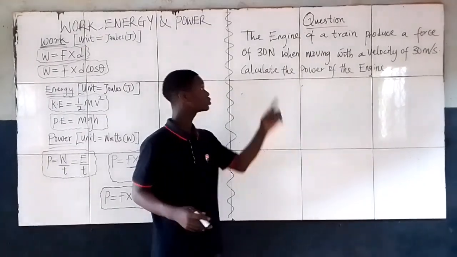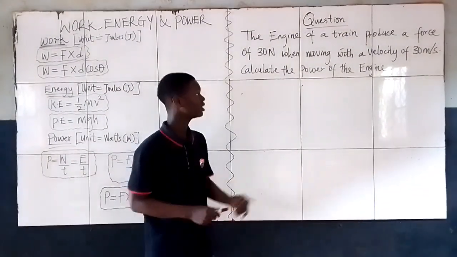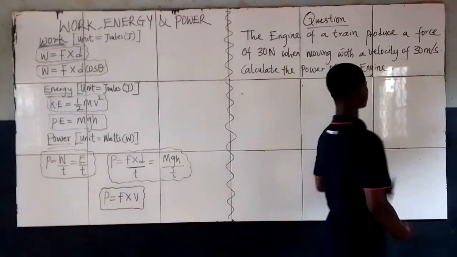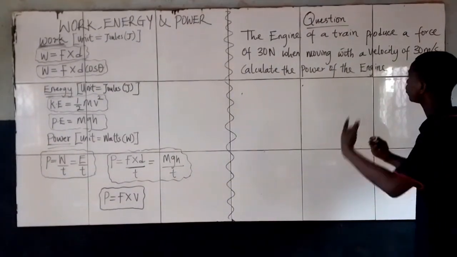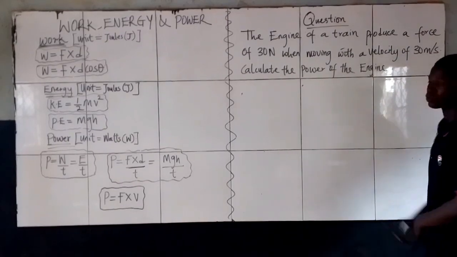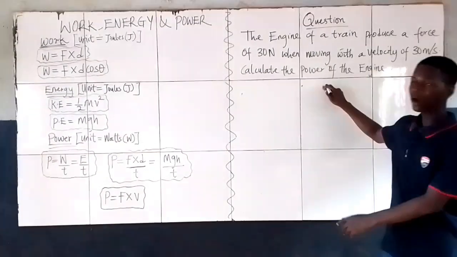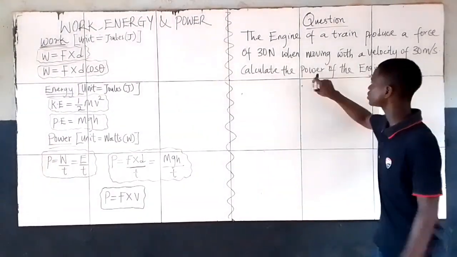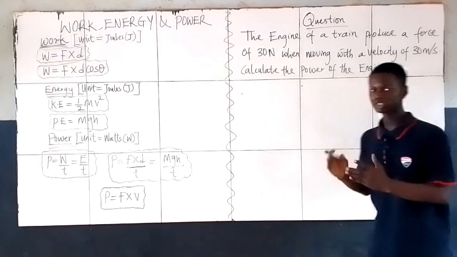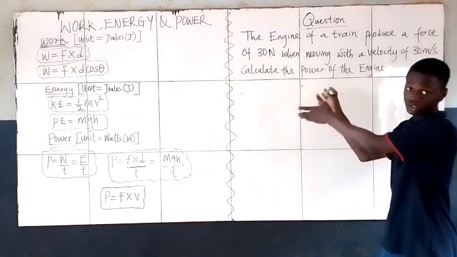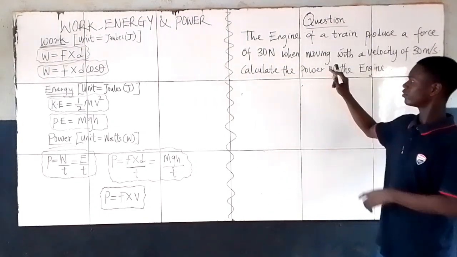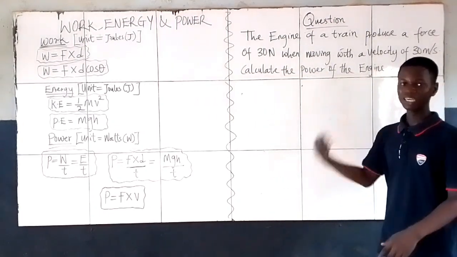Alright guys, so here is the question you are asked to solve. It said the engine of a train produced a force of 30 Newton when moving with a velocity of 30 meters per second. You are asked to calculate the power of the engine. Emphasis on power. You by yourself derive all that was given in this question, then choose the right formula and work out the value for the power in this question.